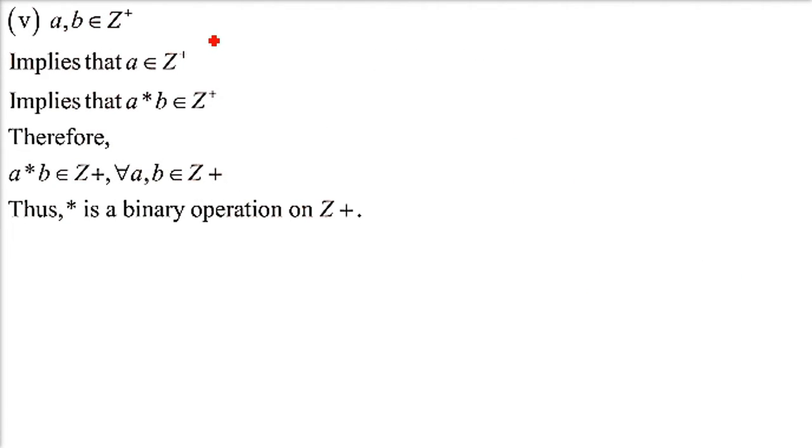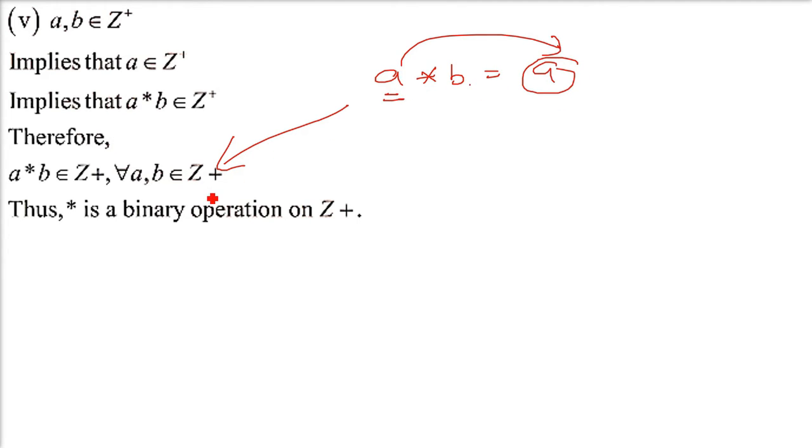Now the fifth one. On Z plus, define star by A star B equals A. Now this is very easy. A star B is A, or A star B is B. The basic binary operation definition is: if A belongs to this set, B belongs to this set, then the A operation B result should also belong to this set. Since A is already belonging to this set, this is a binary operation on Z plus.